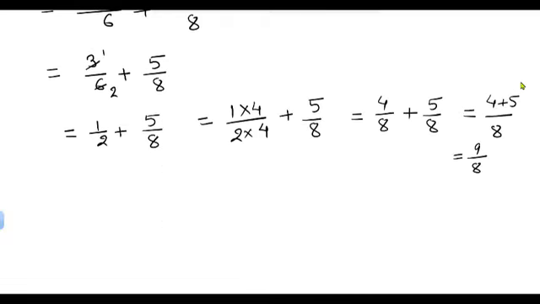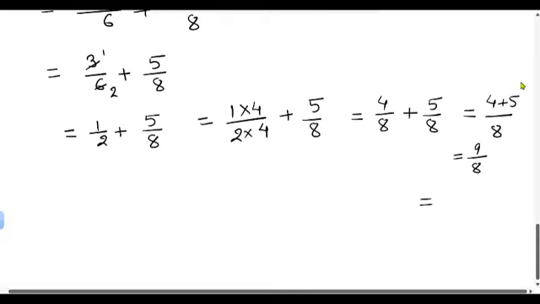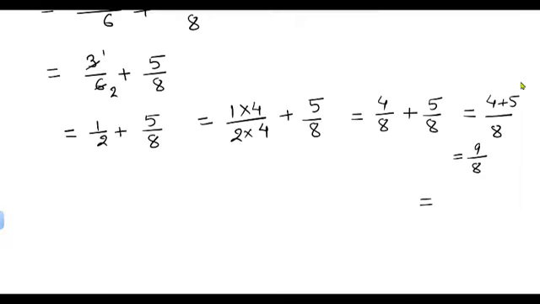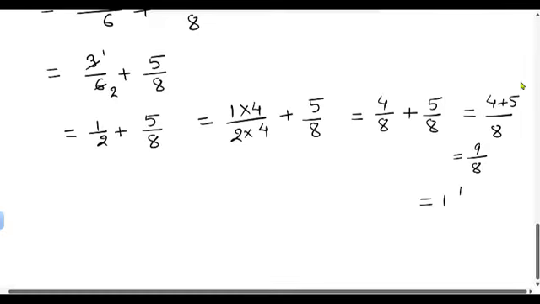One more step, we change this into a mixed fraction. So 8 can divide 9 just one time, and the remainder is 1. So we change this into a mixed fraction, and this is the answer.